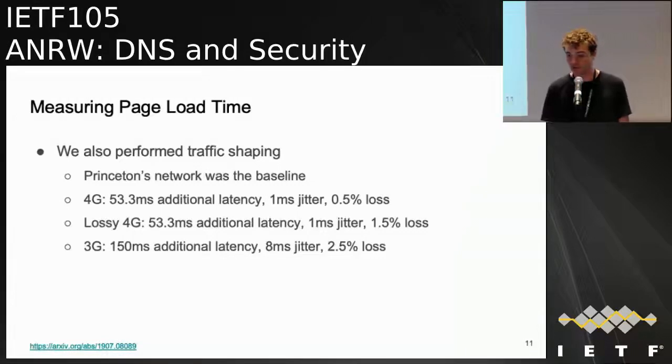So for 4G, to emulate that, we added 53.3 milliseconds of additional latency, a millisecond of jitter, and 0.5% loss. Lossy 4G, same amount of latency and jitter, but now we're doing 1.5% loss. And then lastly with 3G, 150 milliseconds additional latency, 8 milliseconds of jitter, and 2.5% loss. This is based on data that was provided in a report by OpenSignal. And again, we talk about why we chose these networks in the full paper.